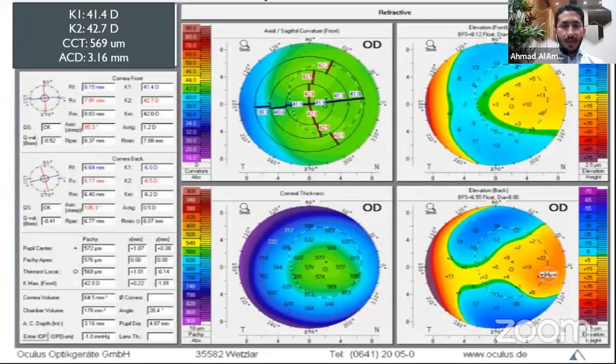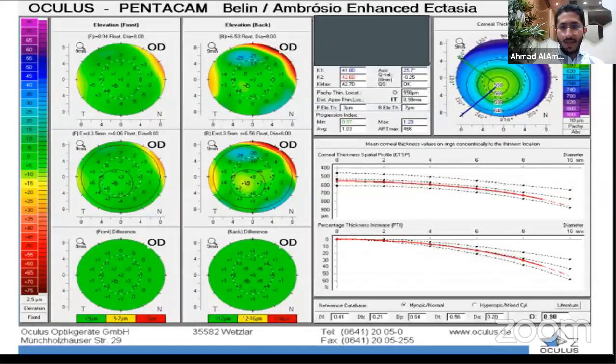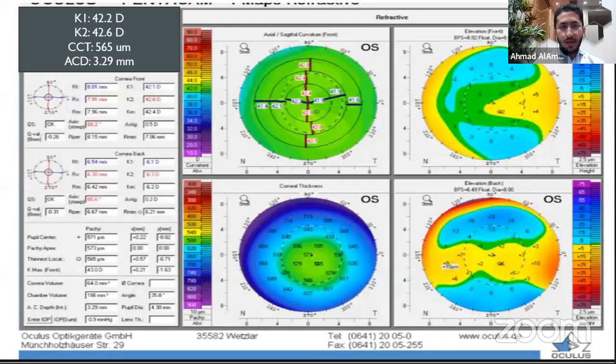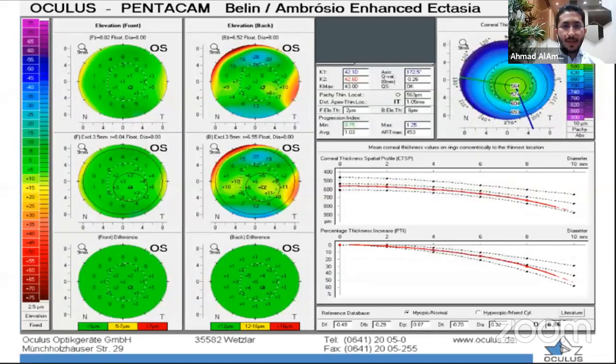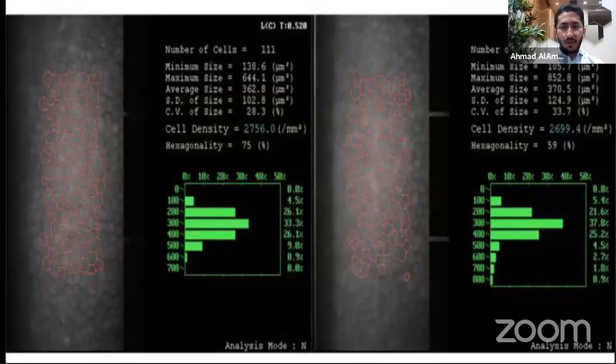This is the Pentacam of the right eye. His K1 is 41.4, K2 42.7, cornea thickness is 570 microns, AC depth is more than 3 millimeters. This is the Belin-Ambrosio enhanced ectasia display. And for the left eye, K1 is 42.2, K2 is 42.6, cornea thickness is 565, AC depth is more than 3 millimeters. And this is his Belin-Ambrosio enhanced ectasia display. And endothelial cell count was okay.